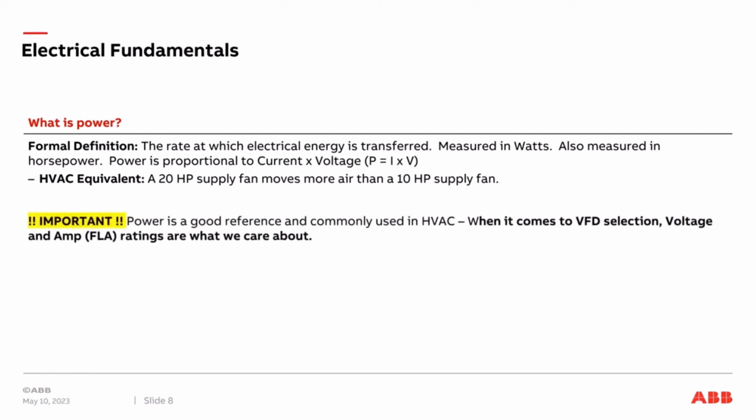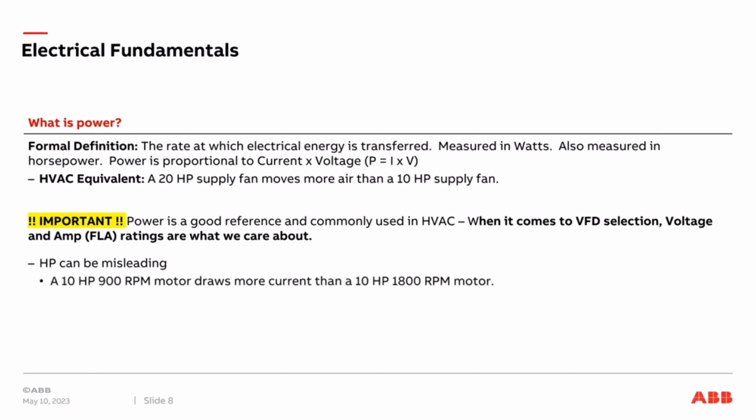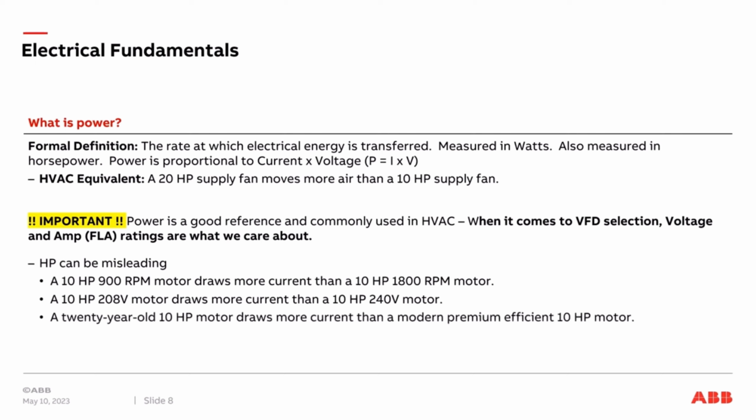So it's important to understand power is a good reference and commonly used in HVAC, but when it comes to VFD selection, voltage and amps are very important too. Horsepower can be misleading. A 10 horsepower 900 RPM motor, which is a low RPM motor, draws more current than a 10 horsepower 1800 RPM motor. A 10 horsepower 208 volt motor draws more current than a 10 horsepower 240 volt motor. And a 20-year-old 10 horsepower motor draws more current than a modern premium efficiency motor.